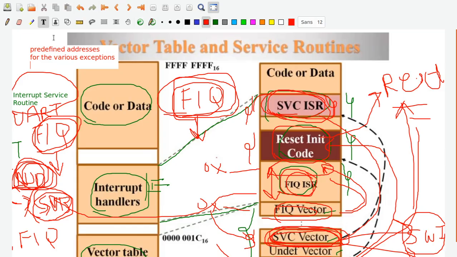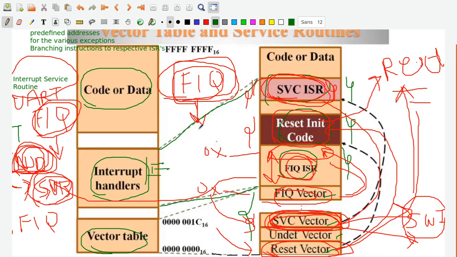In each address, what do we have? The branching instructions to the respective ISRs. So this is what you have here, and from that one it branches. Of course, everything is there in this memory only. In this entire memory you have it. So how this is done and all those things we shall look into in the next video. Fine. Thank you.